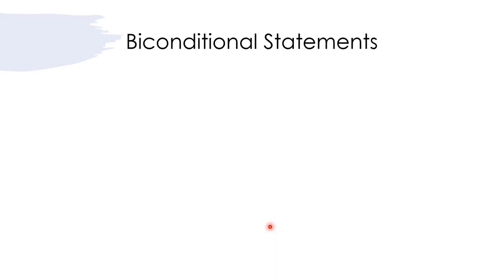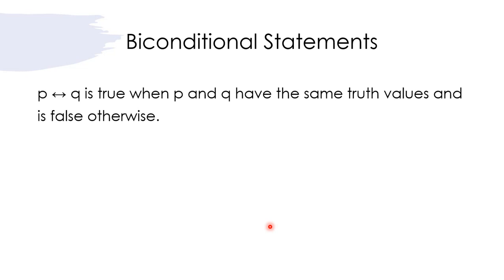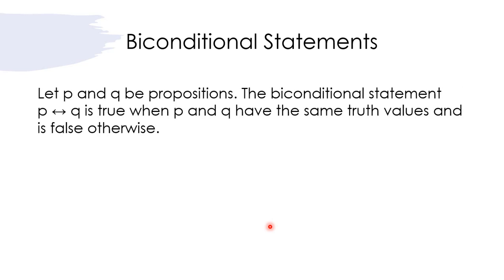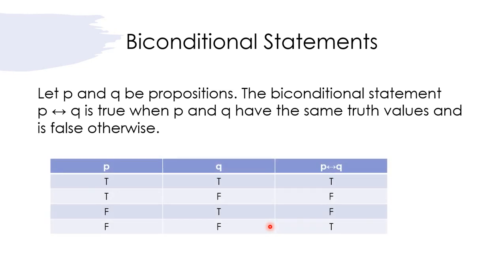The biconditional statement. Now the biconditional statement is true when P and Q have the same truth values and is false otherwise. So here we have the truth table for the biconditional statement. As it's stated, it is only true when both P and Q have the same truth value.